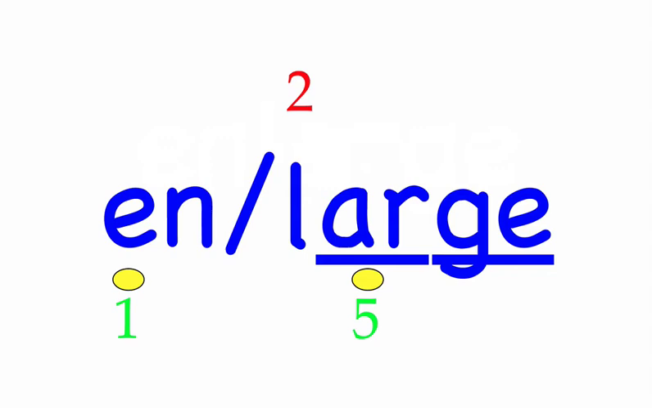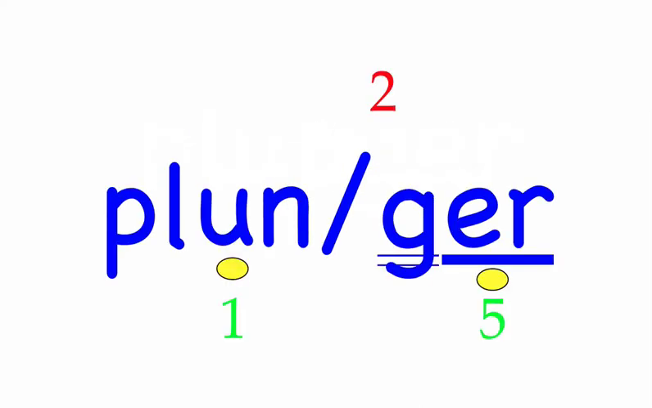Plunger. Plunger. I need a plunger to unclog the drain. Plunger. Plun. 4 sounds. P, L, N. Jur. 2 sounds. J, R. Plunger. Mark the word.